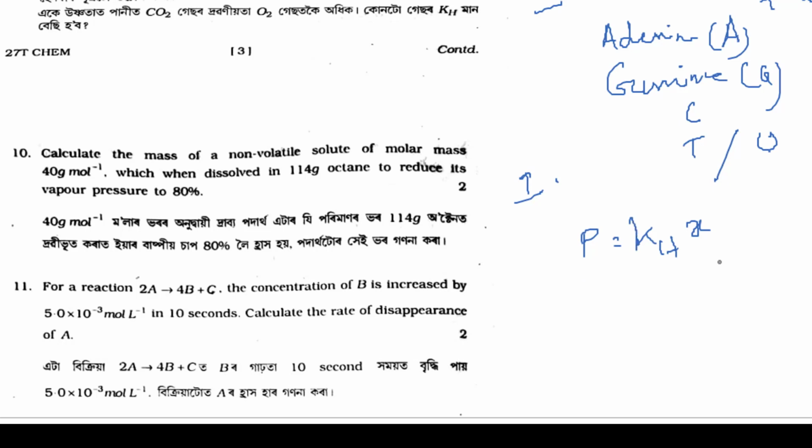So that is simply it. If you want to write the formula directly, write: partial pressure of a gas in vapor phase is directly proportional to the mole fraction of the gas. This is Henry's law. Remember this: partial pressure is directly related to the mole fraction of the gas. In vapor phase, the partial pressure is directly proportional to mole fraction.